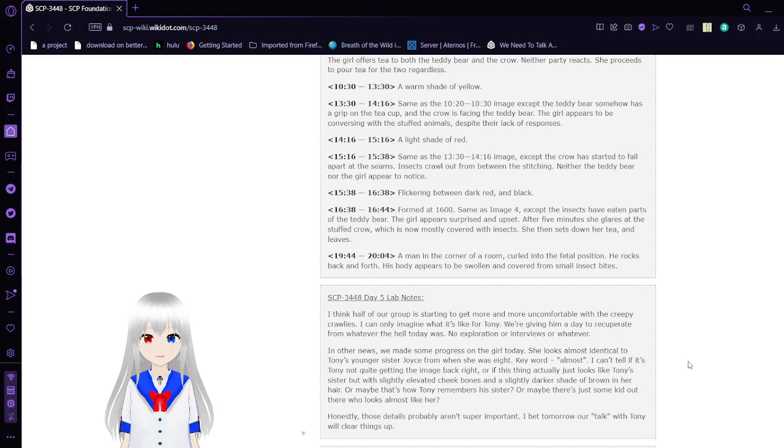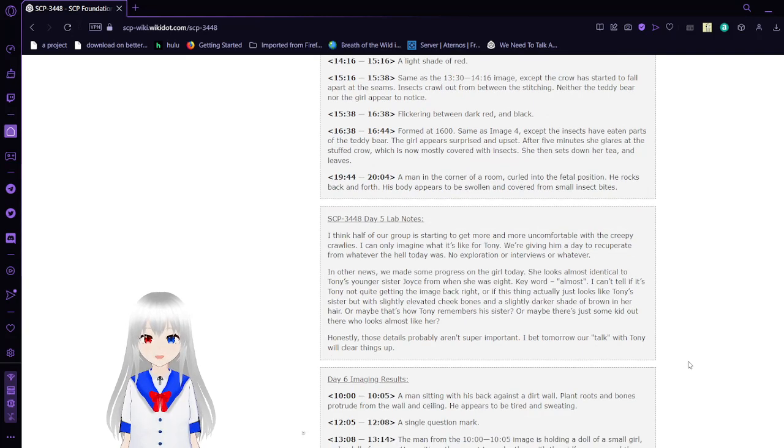After 5 minutes, she stares at the stuffed crow, which is now mostly covered with insects. She sets down her tea and leaves. 19:44 to 20:04. A man in the corner of a room crawls into the fetal position. He rocks back and forth. His body appears to be swollen and covered in small insect bites.